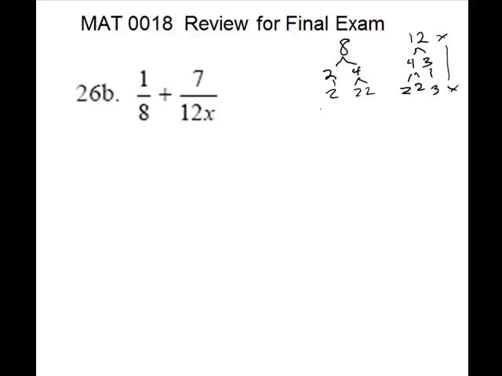Right? So we have to take every kind of factor that we have, and you take it from the one where it occurs the most. So we need 2's, 3's, and x's. Our 2's are the most in the 8, so we're going to need 3 2's. Our 3 occurs the most in the 12, so we will need 1 3. And our x occurs the most in the 12x, so we will need 1x.